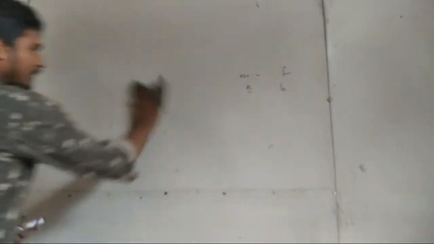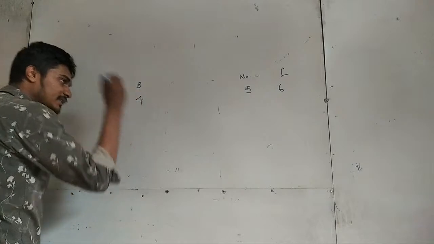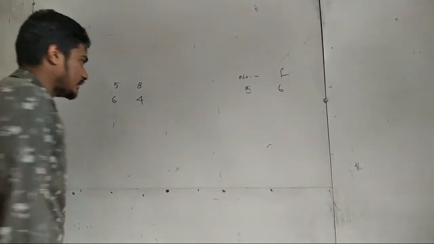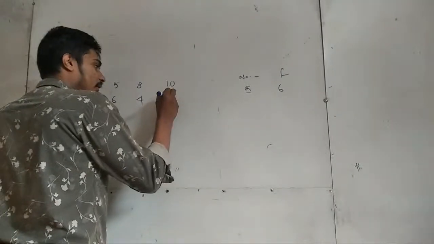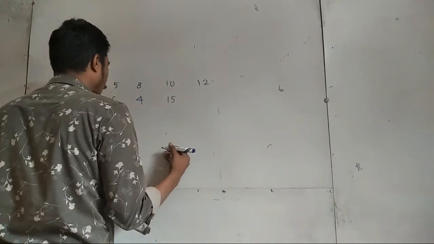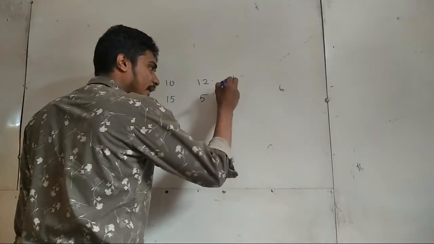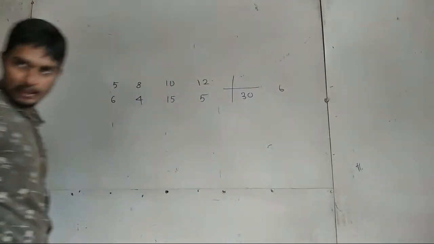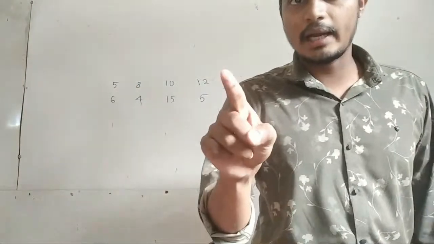Okay. It's like this. Let's say you have 5 yogurts made over 6 days, 8 yogurts made over 4 days. So guys, now let's say they are making 10 yogurts in 15 days. And let's say they are making 12 yogurts in 5 days. So altogether how many days are there? There are 30, no?